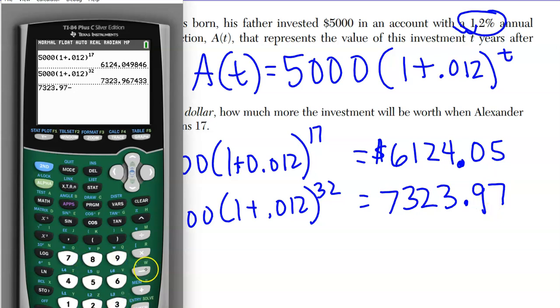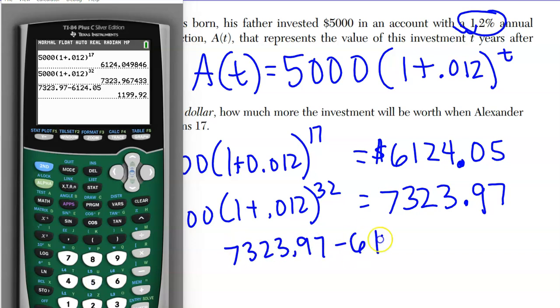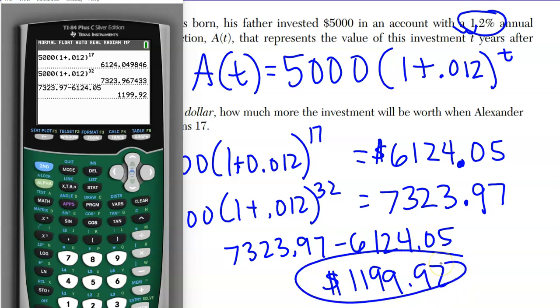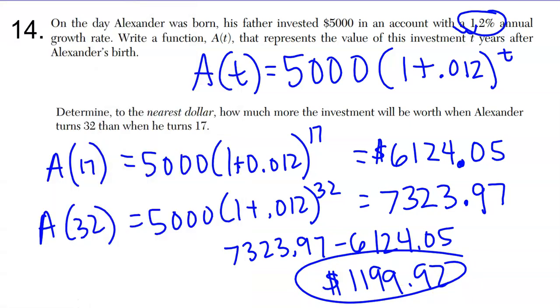7323.97. Take away 6124.05. So I write that down. 7323.97. Take away 6124.05. And I justify my response just like that. It will be worth approximately $1,199.92 more. And that's all I need to write.